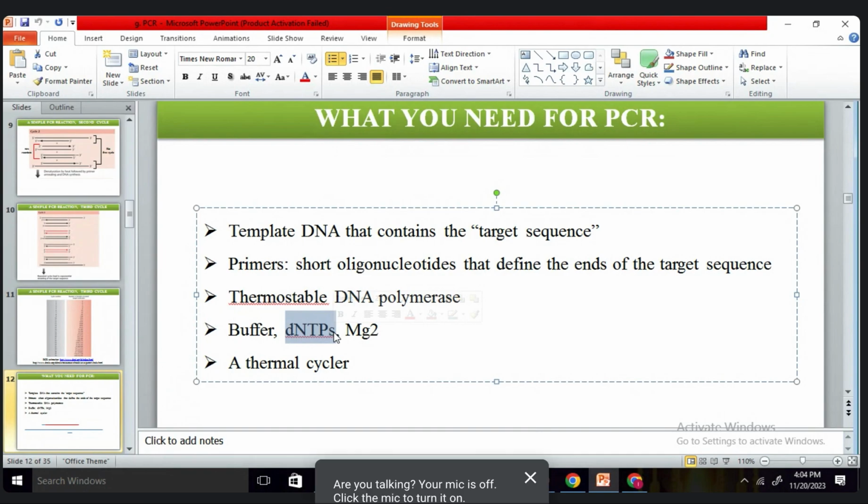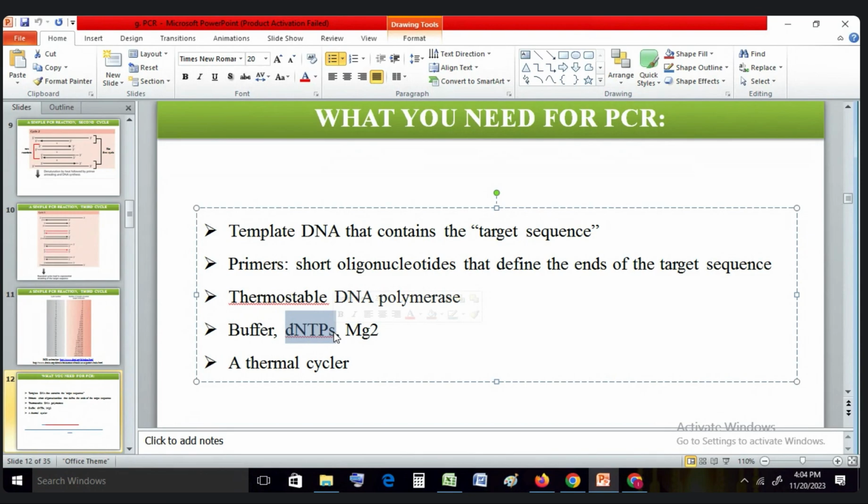Next is magnesium, Mg2+. People use magnesium chloride as a source of magnesium. Why is magnesium necessary? Because many enzymes require this type of metal ion for their activity. They are called cofactors. And in this case, the thermostable DNA polymerase, or most of the DNA polymerases that we have, use magnesium as the cofactor. If you do not have magnesium, do you expect DNA polymerase can do its function?